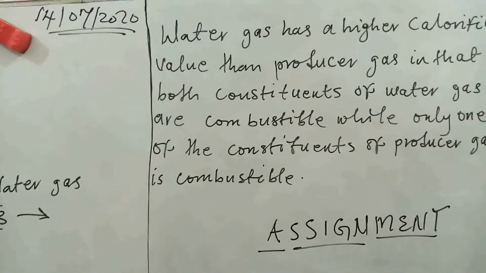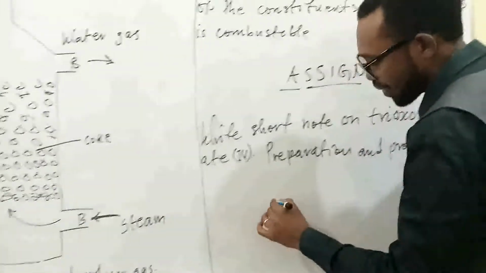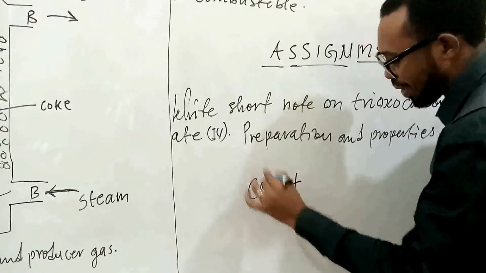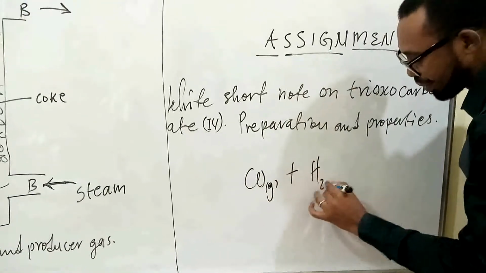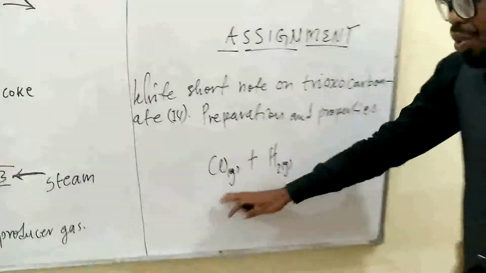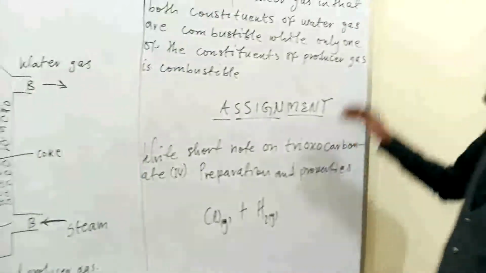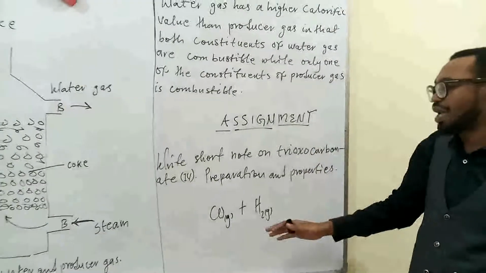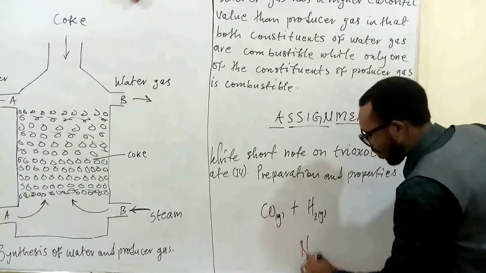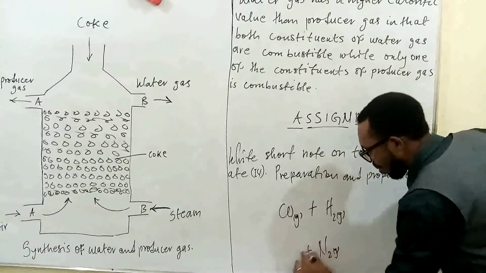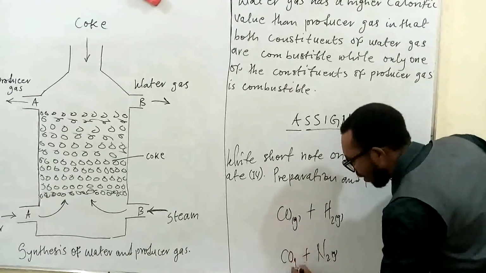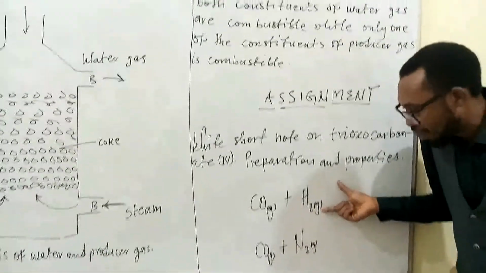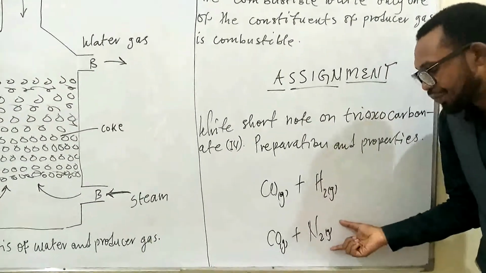Of course, water gas is CO in the gaseous state plus hydrogen in the gaseous state, and they are both combustible. So that's why it has a very high calorific value compared to the producer gas, because nitrogen gas is not combustible, but carbon(II) oxide gas is combustible. So you expect a higher calorific value from this one than from the other.